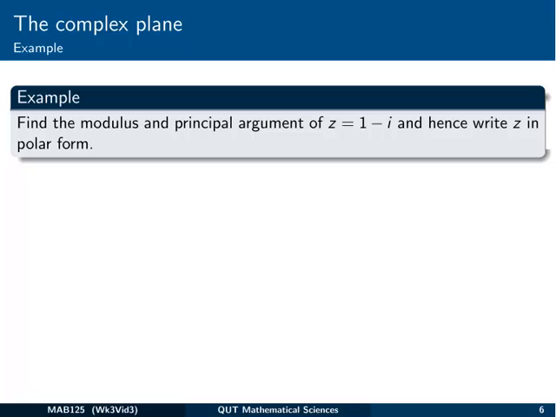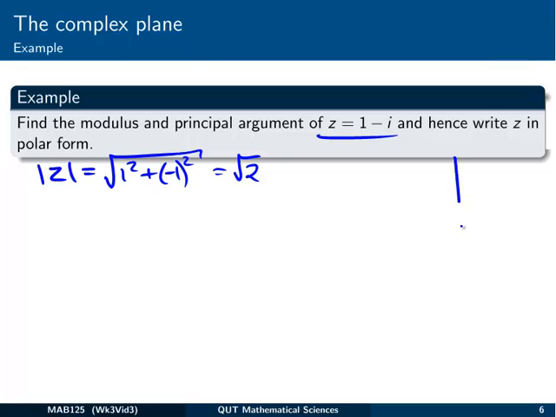Let's check it out in this example. I've got z equal to 1 minus i, and I want to find the modulus and the principal argument of that number, and hence write it in polar form. So remember, the modulus of z is equal to the square root of the real part, 1 squared, plus the imaginary part, which is minus 1 here, again squared. So we've got the square root of 1 plus 1, or square root of 2, or if you like, about 1.414.